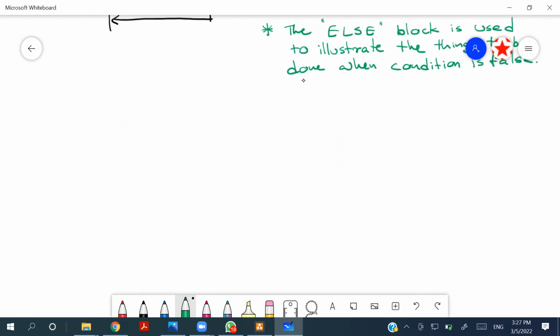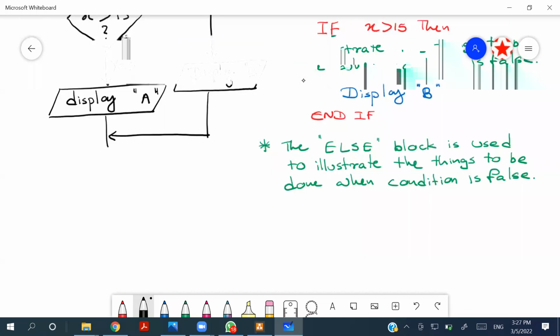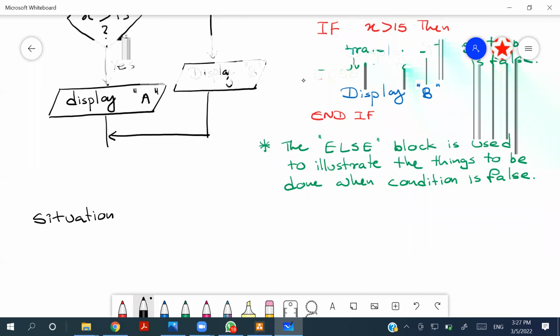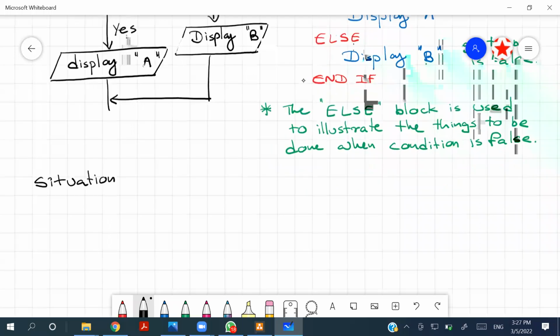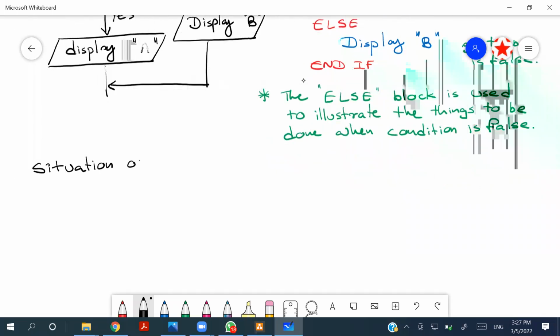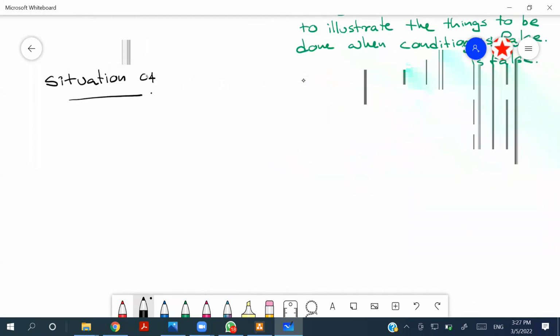Okay, situation number 4. Now this is a special situation. We have to do a particular example from this situation as well. I'll give you the question. So this is situation 4. You may draw with me.